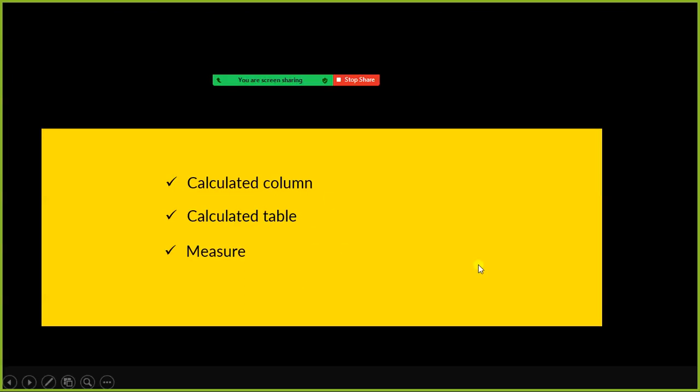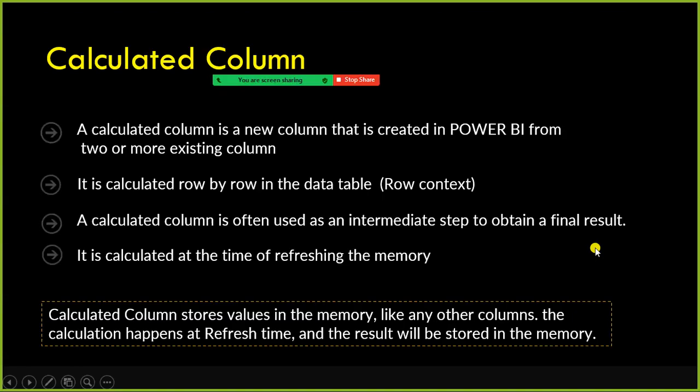It's time now to understand these three concepts: calculated column, calculated table, and measure. As the name suggests, a calculated column is going to be part of your existing table. We have physical columns as part of the tables, columns and rows, and if you want to create a new column based on some derivation, based on some business rule or formula, you can create it.